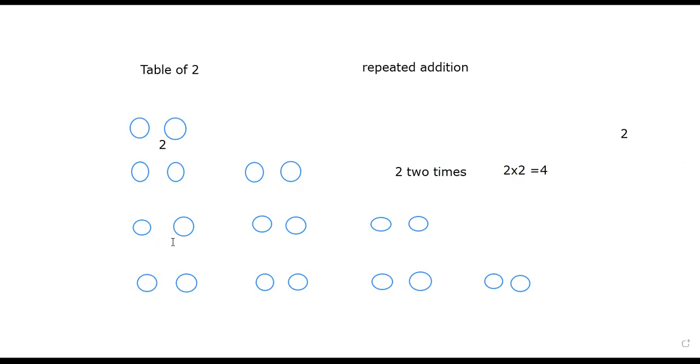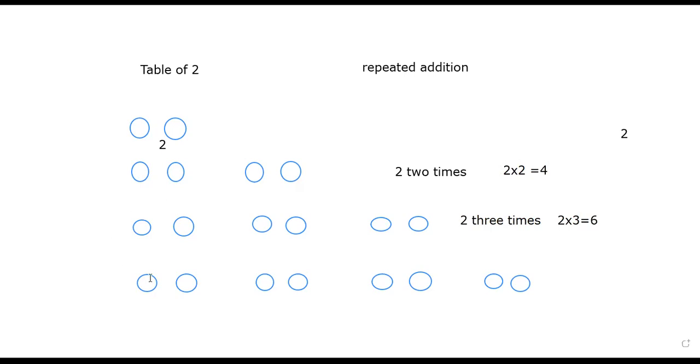Next, again we have 2 balls, not one time, but 3 times. 1 time, 2 times, 3 times. So how many times do we have 2 balls? We have 2 balls 3 times. That means how will we write it in the multiplication form? 2 threes are 6. Perfect. It's clear to all of you.